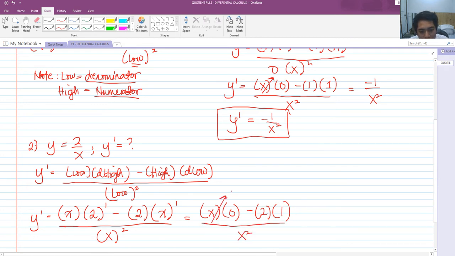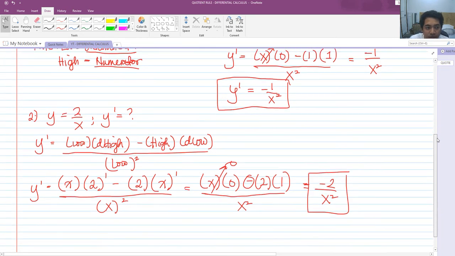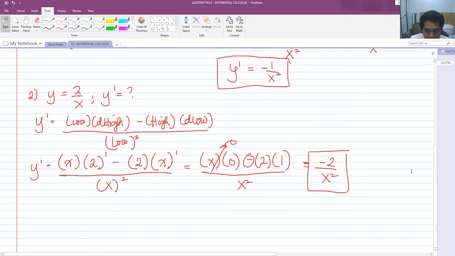So this would be x times 0 again. That whole term in the numerator will become 0. So we are left with 2 times 1, which is 2, with the negative sign here. So negative 2 all over x squared. So that would be the result when we get the derivative of 2 all over x. Okay? So that's how we try to get the derivative of that.